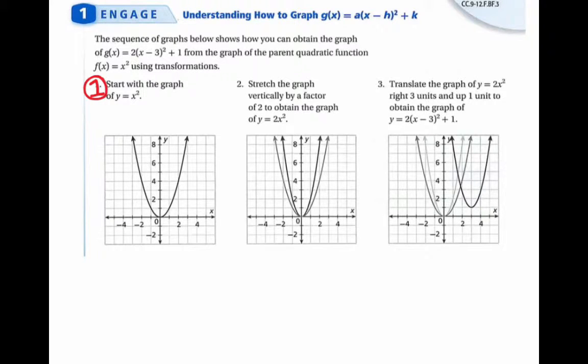Step 1, start with the parent function, the graph of y equals x squared. So they've graphed that for us. Step 2, because a is 2, we're going to stretch it vertically by a factor of 2 to obtain the new graph. So here it is stretched. And then step 3, we're going to translate the graph right 3 units and up 1 unit to obtain our new graph. So we just went right 3 and up 1, and there's our new graph.